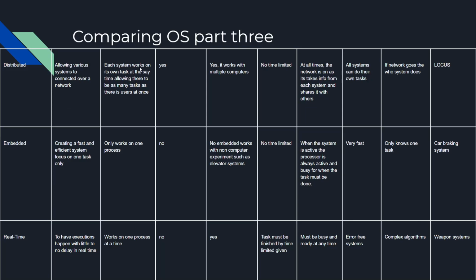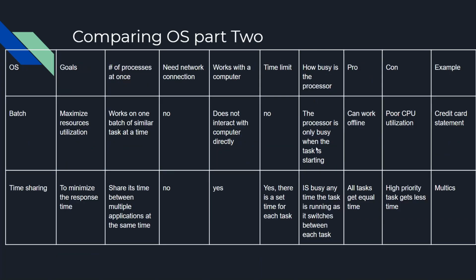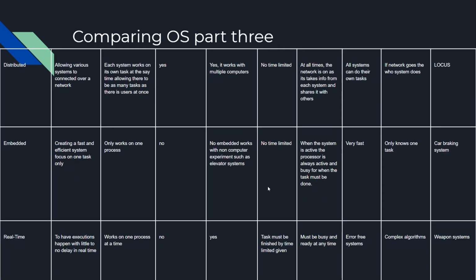Allowing various systems to connect over a network is the main goal or objective of a distributed operating system. Embedded is creating a fast and efficient system, focuses on one task only. A lot of these don't necessarily have time limits, except like time sharing and real time, which are the ones that have a time limit that must be met.